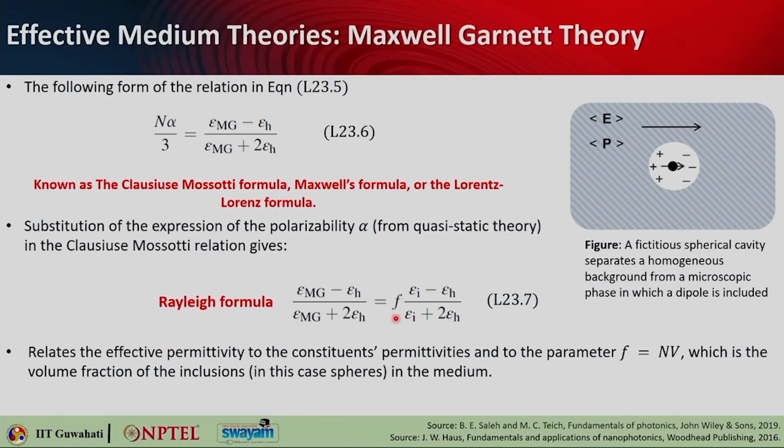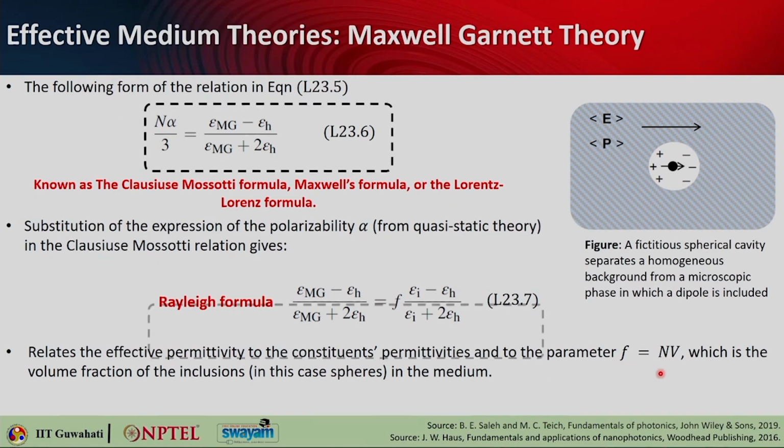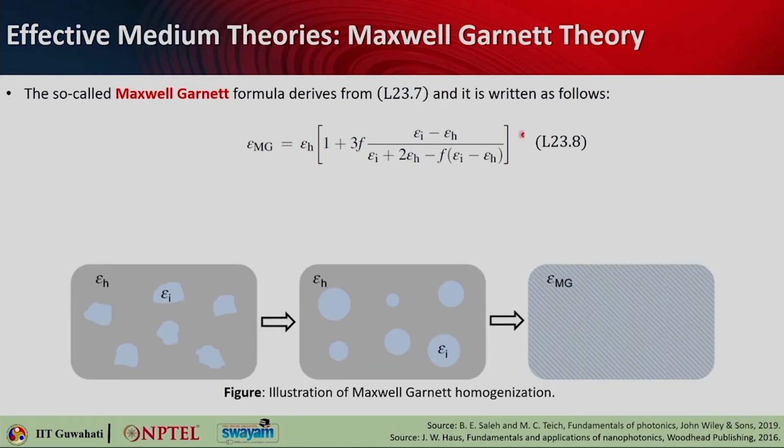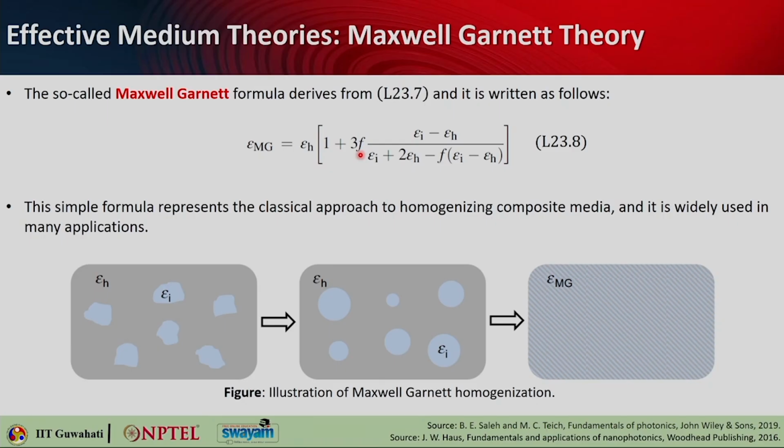So, in this, what is epsilon mg? That is basically the effective permittivity of this medium. And what is f, small f? f is basically NV, that is the volume fraction of the inclusions, and in this case it is sphere. So, from that you can find out the effective permittivity, epsilon mg, in terms of epsilon I, epsilon h and f. These are the three things you got to know: the permittivity of the host medium, the permittivity of the inclusions, and the filling fraction of this material in this entire volume. So, you add up all these volumes and divide by the total volume, that is your filling fraction.